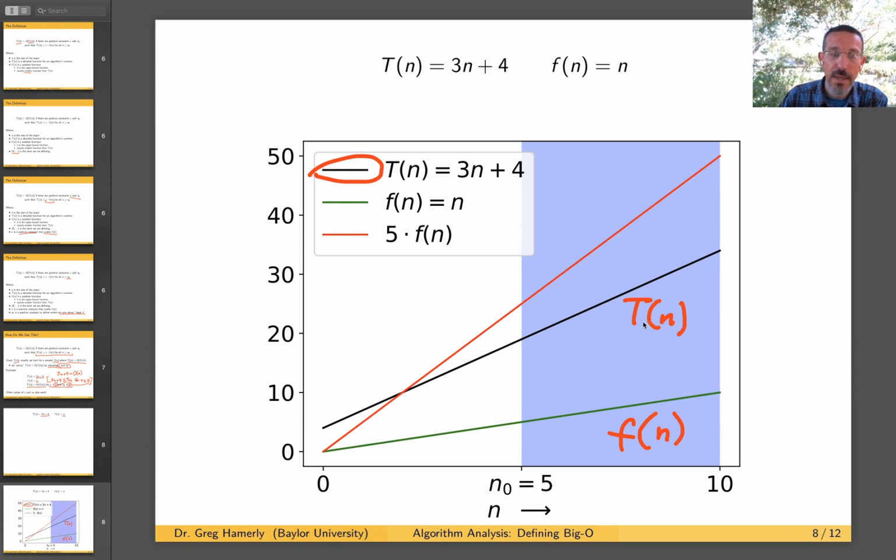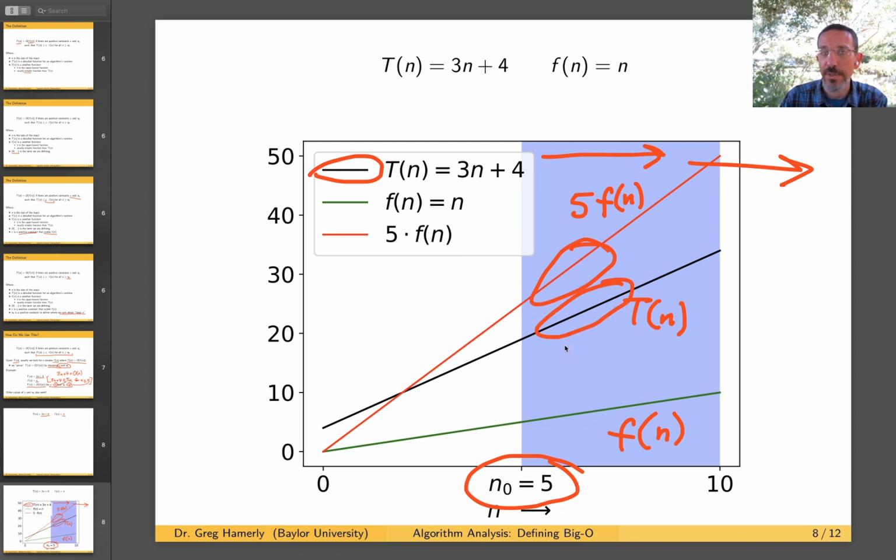However, if I multiply f of n times 5, this is 5 times f of n, the red line here. Clearly, it is an upper bound for T of n. I'm making a graphical argument here, but you would agree with me that 5 times n is going to be greater than 3 times n plus 4, as we argued on the last slide. And if I choose n naught of 5, then going forward in this blue region and off into infinity, this function is always going to be greater than or equal to this function. And that's what allows us to say 3n plus 4 is equal to big O of n.